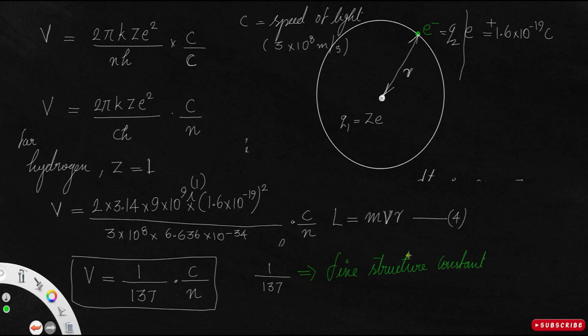Clear? So if we consider the first orbit, the velocity of the electron in the first orbit is c by 137. That is, the velocity of the electron in the first orbit is 1 by 137th of the speed of light. It's a very high speed. Clear?